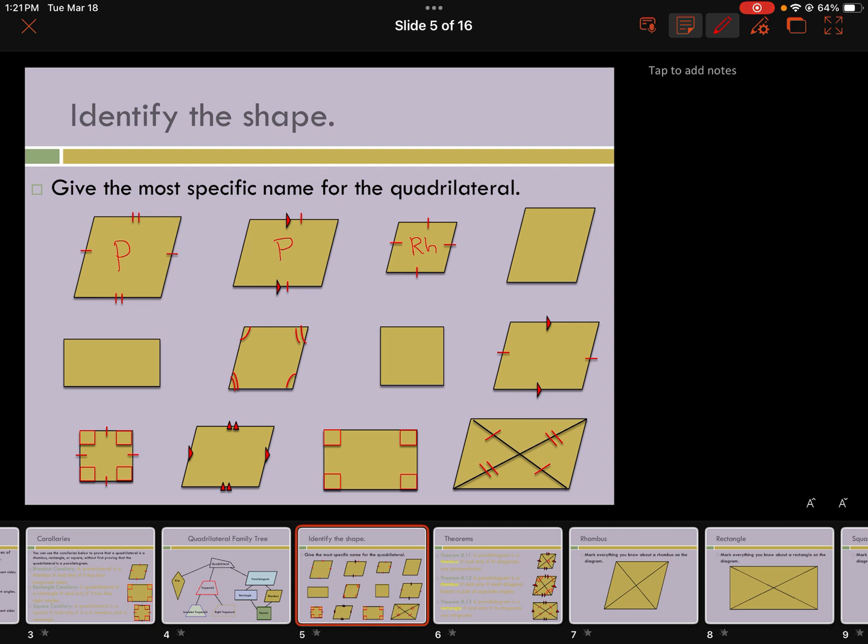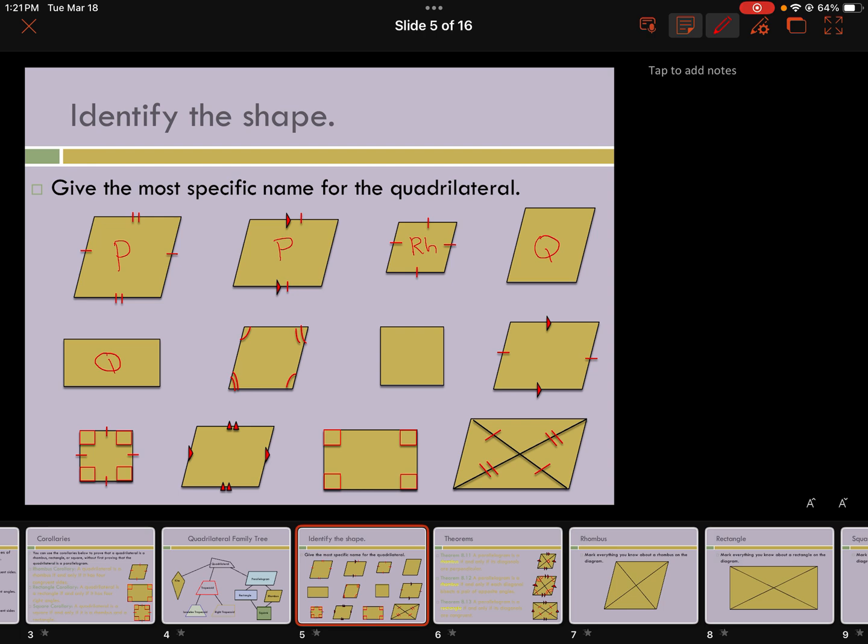The next shape over sure does look like a parallelogram. Sure does look like it might be a rhombus. We're going to call it a quadrilateral. There's no markings on it that guarantee that it's anything other than just a four-sided shape. Same thing with this guy. Sure does look like a rectangle. You can't say it's a rectangle unless you have markings.